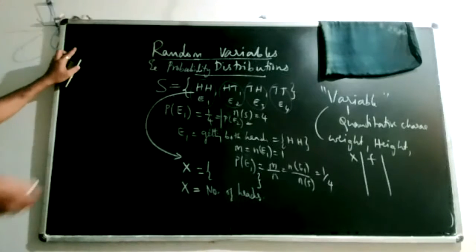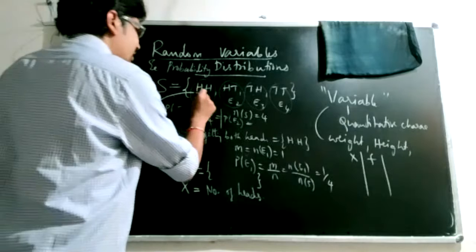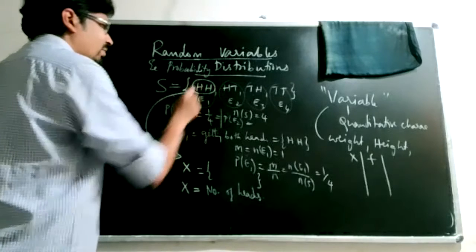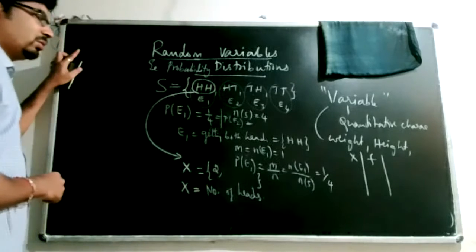So we are conducting the experiment. Instead of looking into the particular outcomes, we look into the outcomes and we count how many heads are observed there. Now, if I say how many heads are observed when I have the outcome as both heads, that is x is equal to 2.